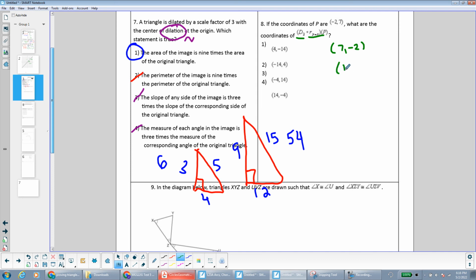So that would be 14, -4 when we multiply x and y by 2. So that's answer choice number 4. We can also do that graphically. We will do it graphically so you can see how that works.